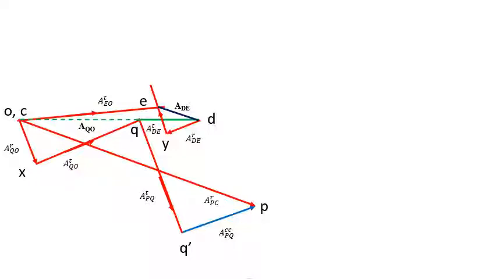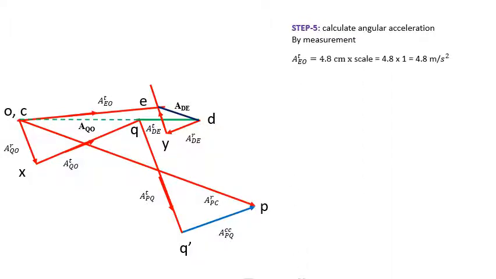So next, using this acceleration diagram, we have to find the angular acceleration or determine the acceleration. First the tangential acceleration of EO. For that, we have to measure the length of this line EO or OE. We got 4.8 centimeter, the scale is 1 centimeter, therefore we got an acceleration of 4.8 meter per second square.